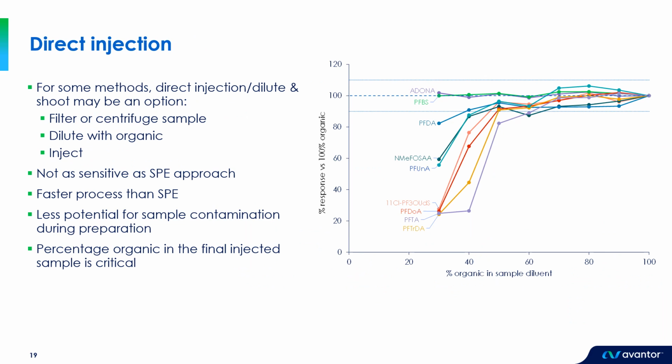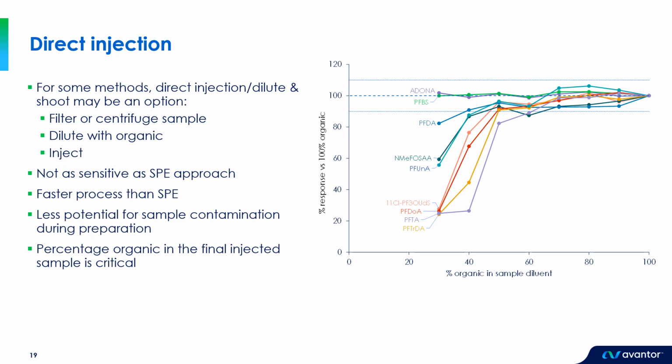Another sample prep approach that is increasingly being used, particularly given the high sensitivity of modern mass specs, is that of direct injection. So for some methods, a dilute and shoot approach may be an option, whereby the sample is filtered or centrifuged, then diluted with an organic solvent and injected onto our system. The direct inject approach is obviously not as sensitive as SPE because we don't have that sample pre-concentration step, and also we are diluting our sample. But it's a lot faster, a lot simpler, and has a lot less potential for sample contamination during the sample prep process.